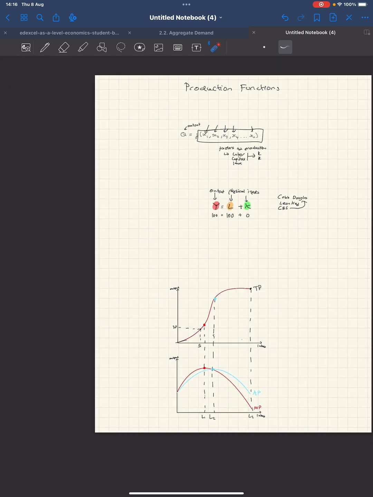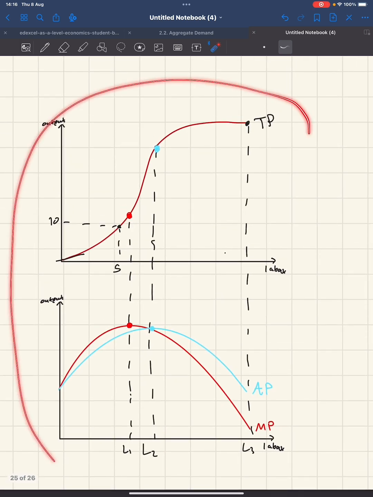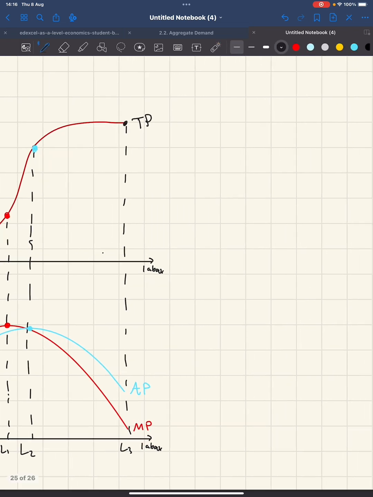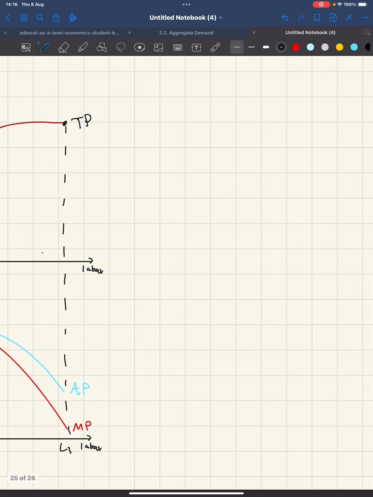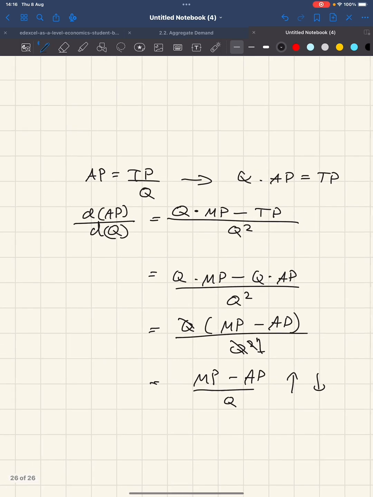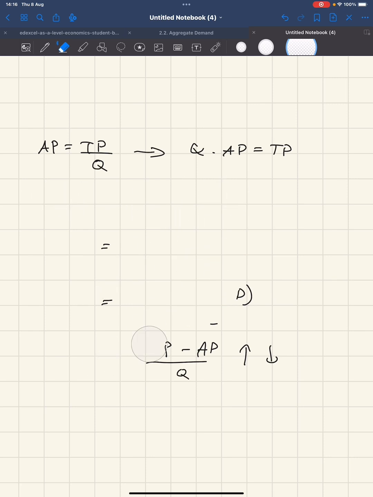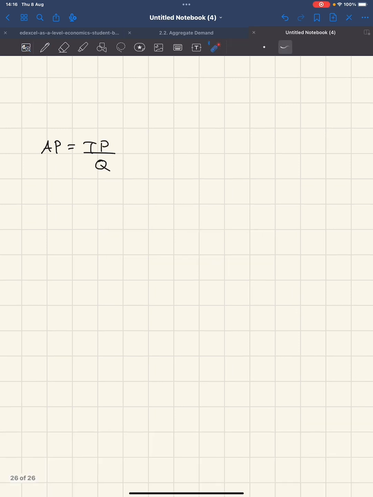That's pretty much it. Then let's look at how to prove this graph, how to prove what's going on down here. And how we do that is we differentiate our average product. So, our average product, let's redo this. Our average product is equal to our total product over quantity of labor.